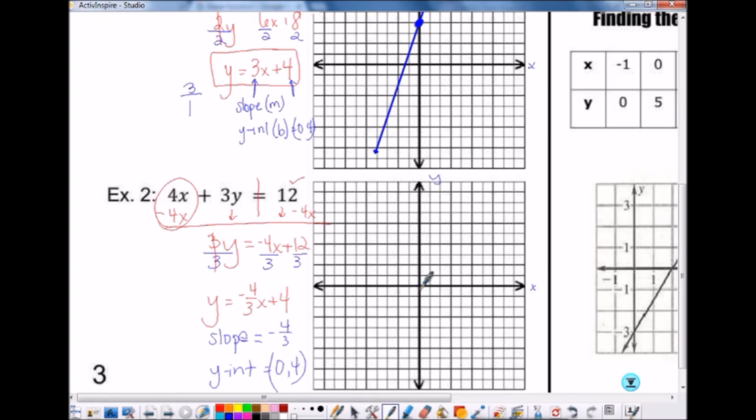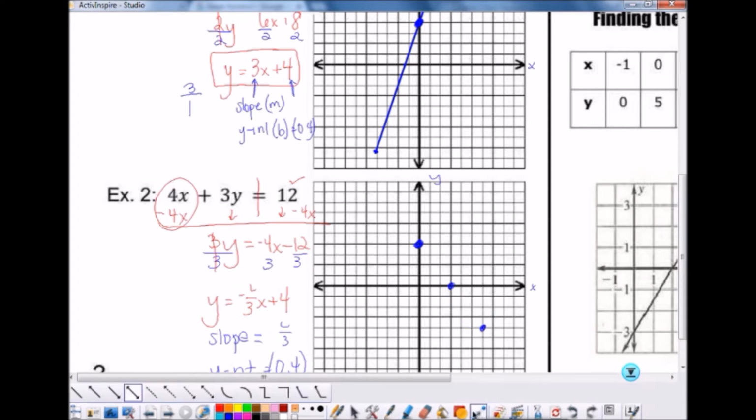So remember, you're going to go up 4 lines and then put your first initial dot. Now since your slope is a negative 4/3, I'm going to go down 4 lines this time, and then to the right 3 lines. So then now you can tell that my line is actually going down. It's decreasing because my slope is negative.